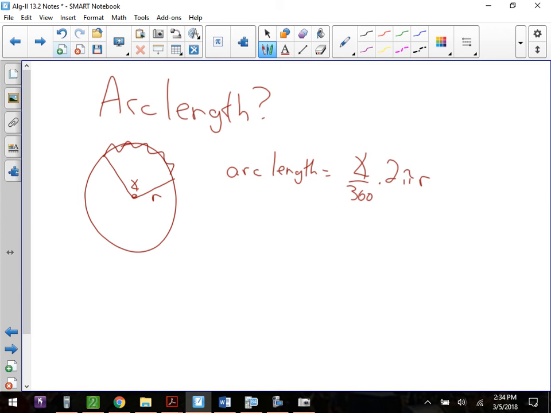But I think most of the time you guys simplified it, because how many times does 2 go into 360? So a lot of times you wrote it as angle over 180 times pi times your radius. Now, isn't that just radian? That's just radian. What you were doing last year is you were working with arc length by putting it in terms of radians. You did that all last year. You didn't even realize what you were doing.